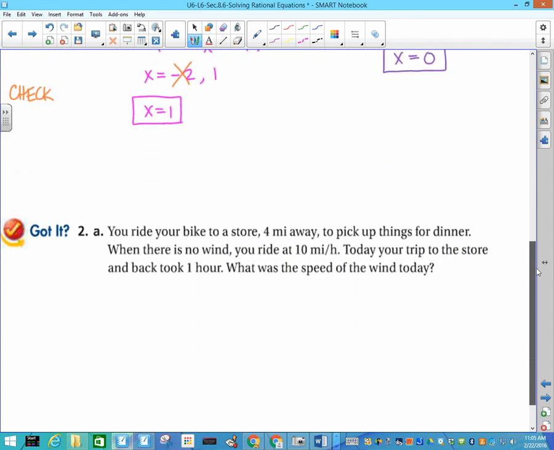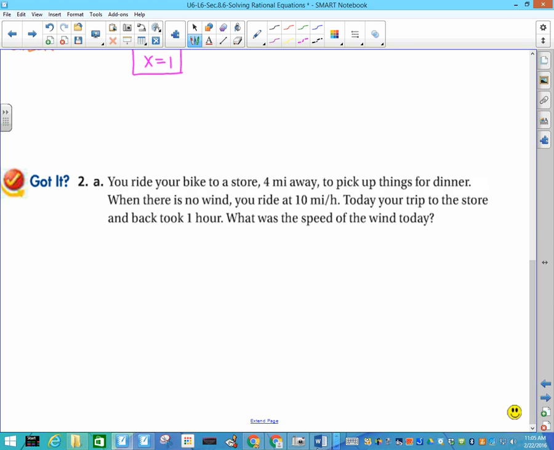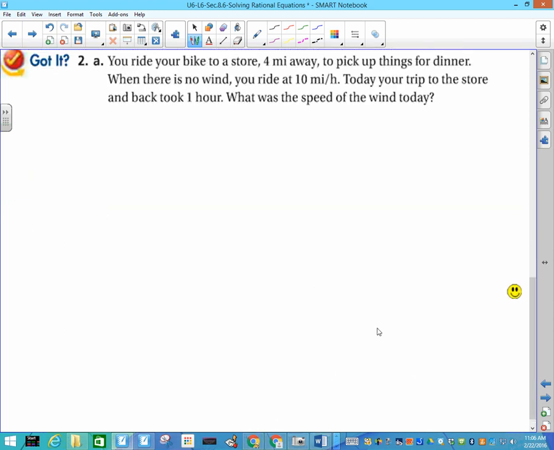Okay, our next one is a word problem because we don't want to forget how to do those. And distance problems are so familiar in Algebra 2, actually in lots of math. So sometimes the rational equations end up in our word problems. So we're going to practice both those concepts together here. You ride your bike to the store 4 miles away to pick up things for dinner. When there's no wind, you ride at 10 miles an hour. Today your trip to the store and back took 1 hour. What's the speed of the wind today?